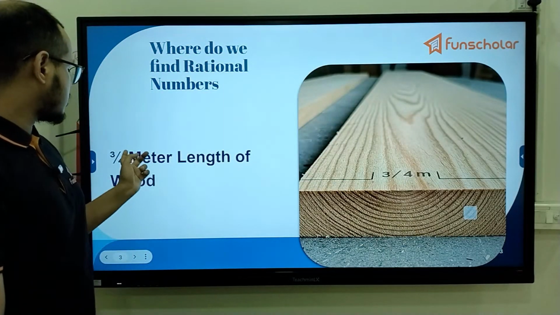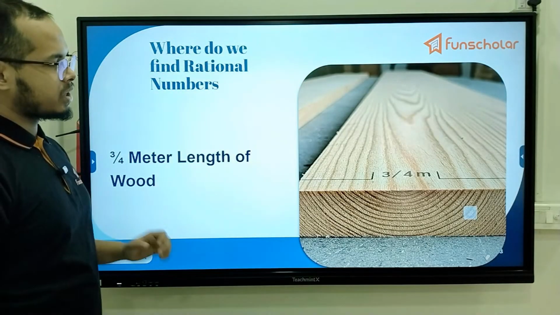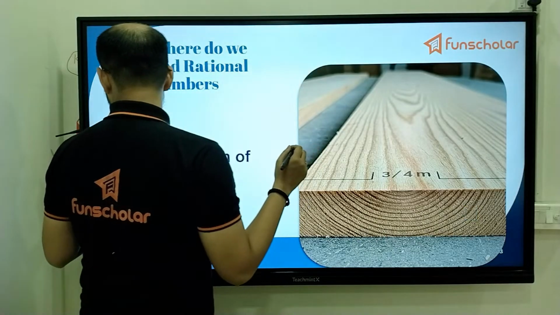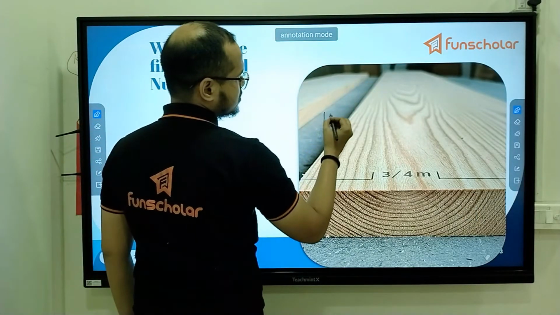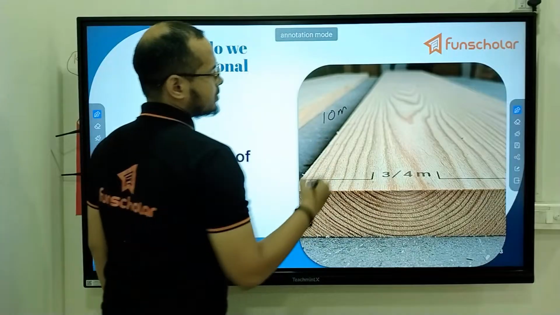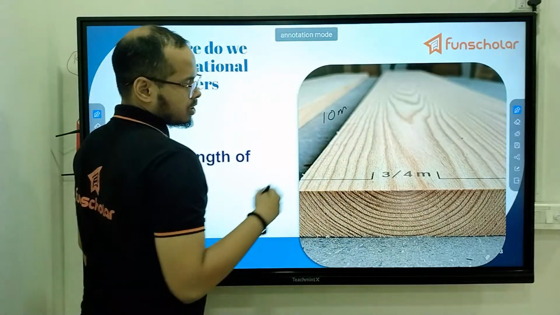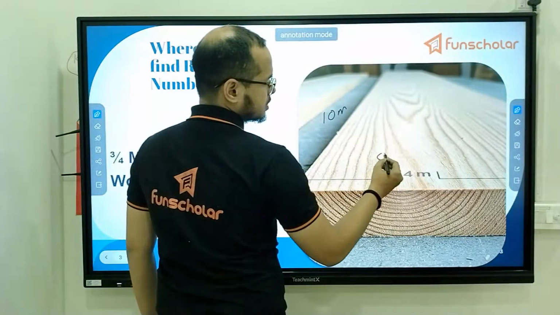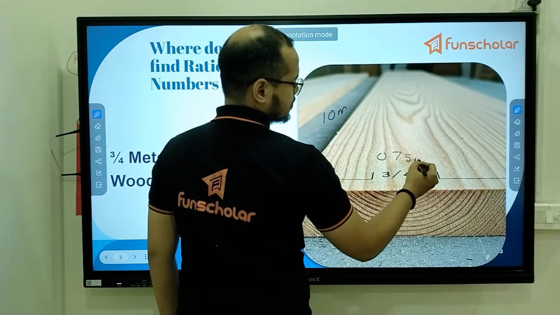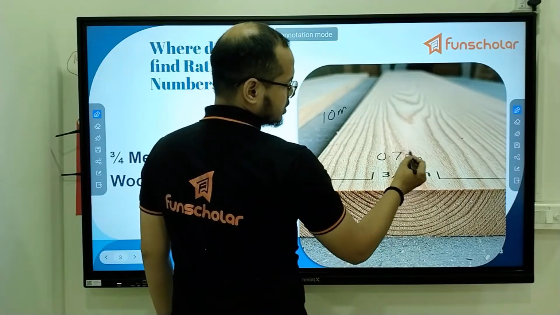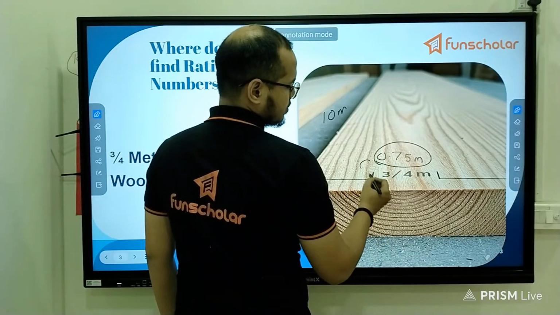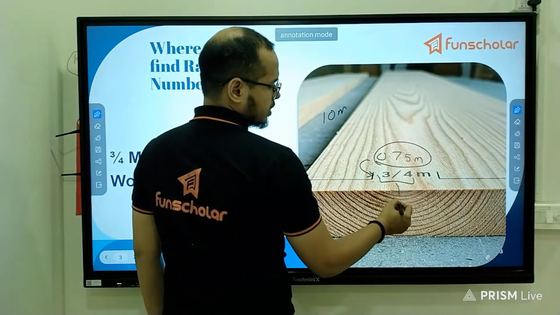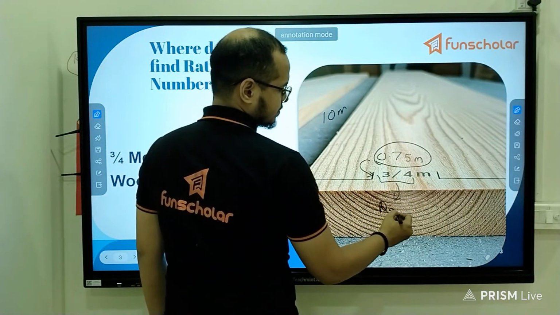See, in this case, 3/4 meter length of wood. Okay. So if the length of this wood is very long, so if I say this is the length of the wood, this is about 10 meters long. And the width of this is 3/4 of a meter. So what is 3/4? 3/4 is nothing but 0.75 meters, right? So this is converting this particular decimal into a fraction. Okay. And as this is a fraction, this is also a rational number.